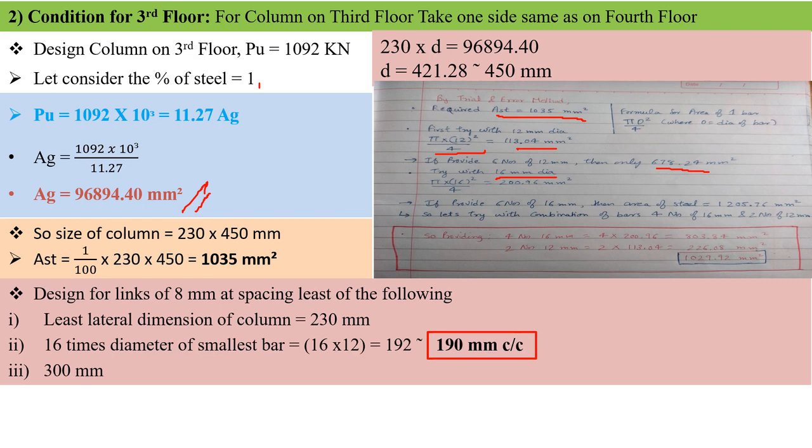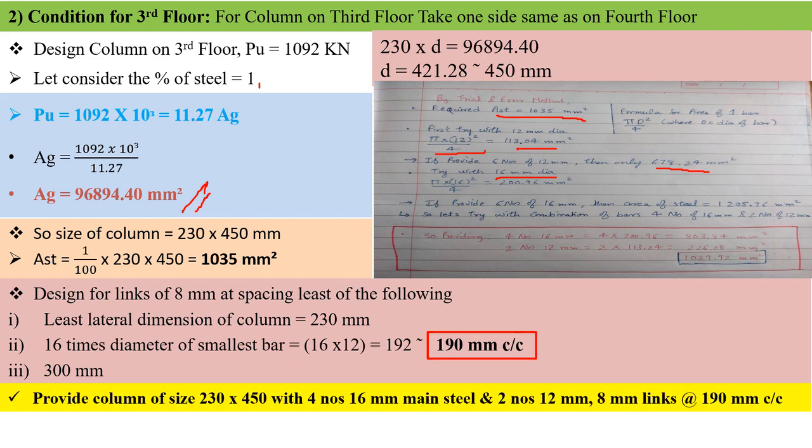Now go for the calculation for design of the links. I am going to use 8 mm for the links. The least lateral dimension is 230 mm. We already saw, 16 times the diameter of the smallest bar. So again 16 multiplied by 12, I am going to get 192. Making it a round figure, 190 mm center to center, and third is 300 mm. So least is 190 mm, that we are going to select. So I can say on the third floor I am going to provide a column of 230 by 450 mm with 4 numbers of 16 mm main steel bar and 2 numbers of 12 mm bar, 8 mm links at a spacing of 190 mm center to center.